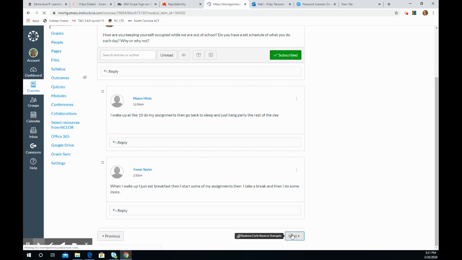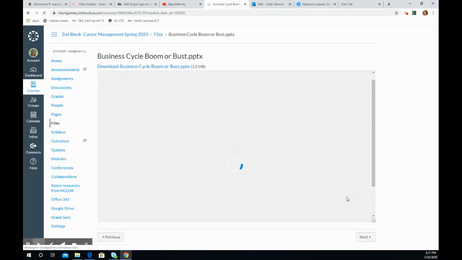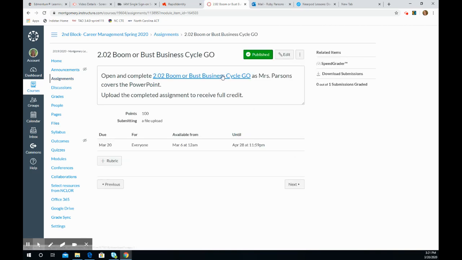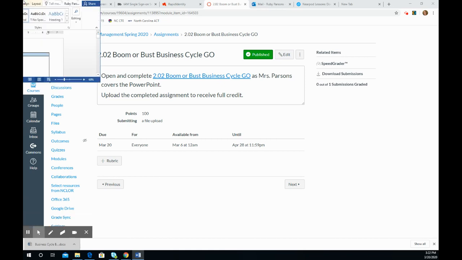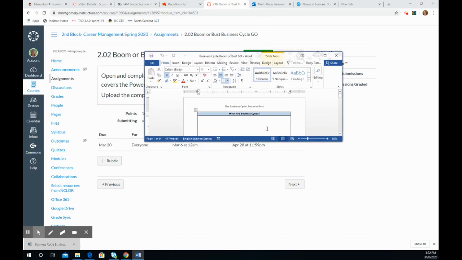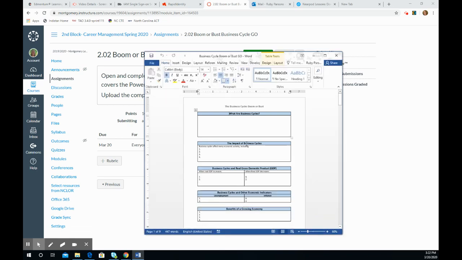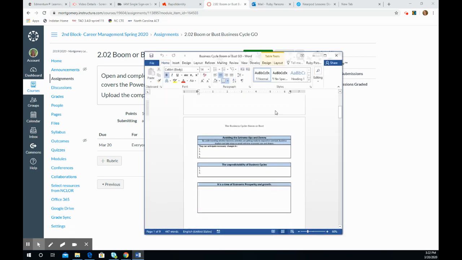All right, as we go next, you're going to open up the boom or bust GO. This should be the graphic organizer that you are opening up. And then you're going to be able to open up the Nearpod yourself. But like I said, I'm going to also open the Nearpod. Your graphic organizer will look like this here. This is what you're going to fill in as I go through, okay?